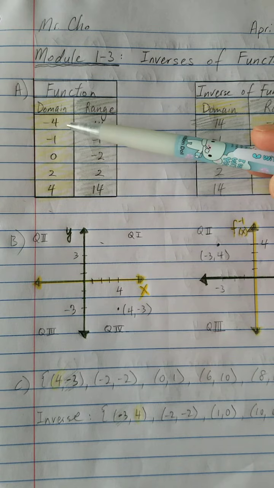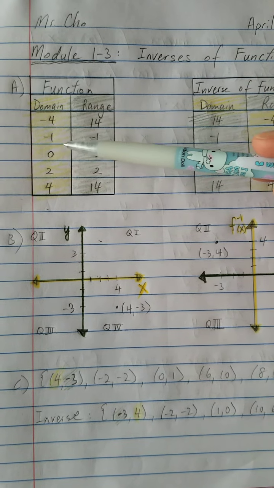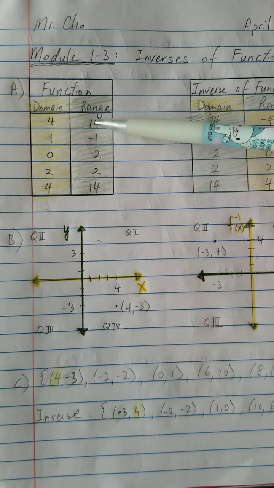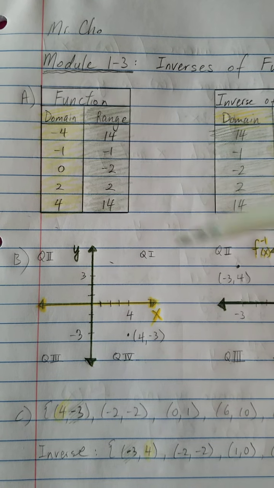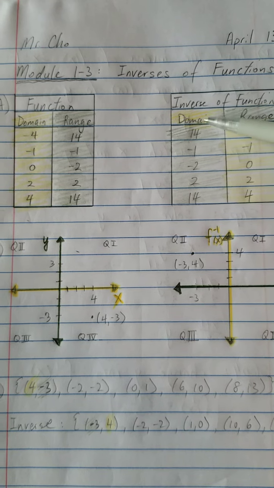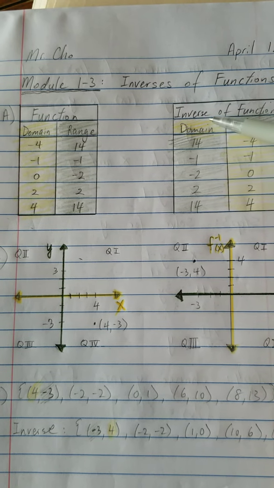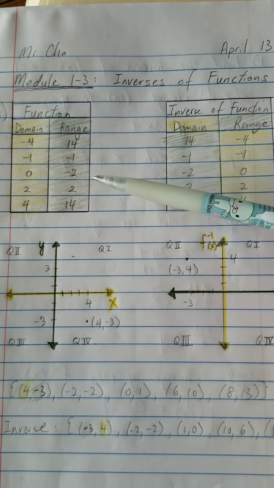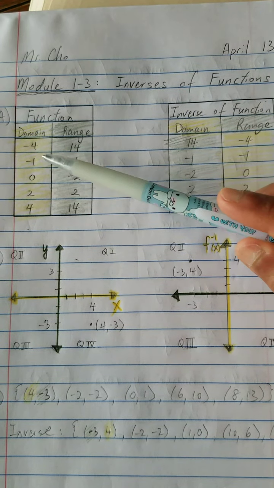Your domain is your x value, so the first point will be -4 and 14. Hence all the points in yellow would be your x value and the dark green will be your y value. Your inverse, if you notice, your domain and range is still the same. However, for the inverse of this function, you switch the x value and the y value.